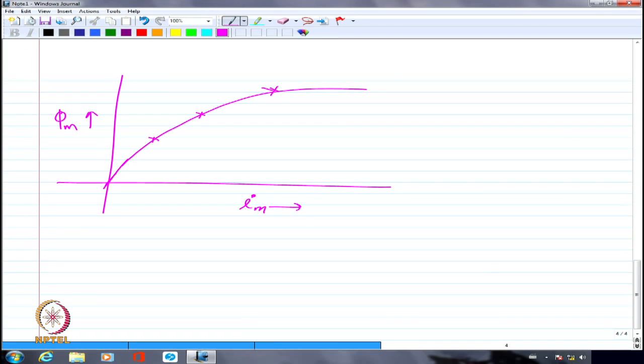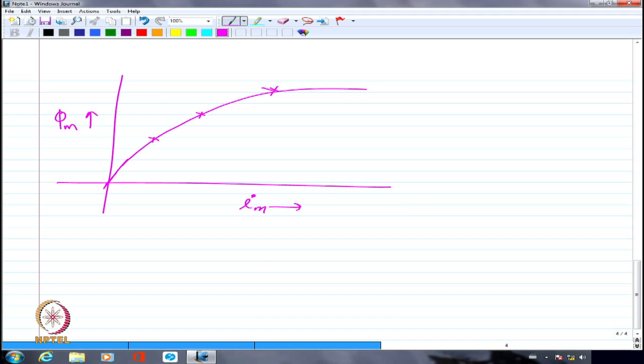Phi m is the mutual flux which is linking both primary and secondary, which is confining itself to the core. It is just confining itself to the core. So because of which it doesn't account for the leakage. The leakage is eliminated. Right? Im is the magnetizing current drawn by the transformer even under no load condition to establish the flux.